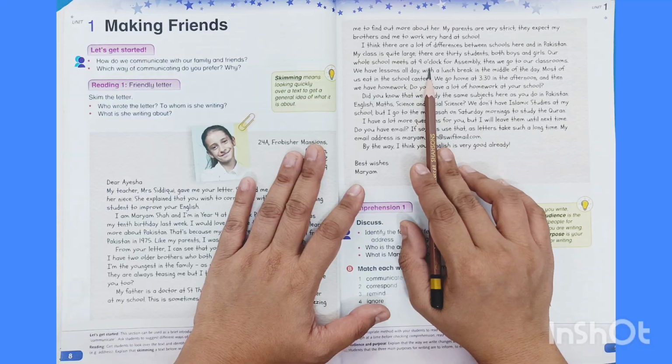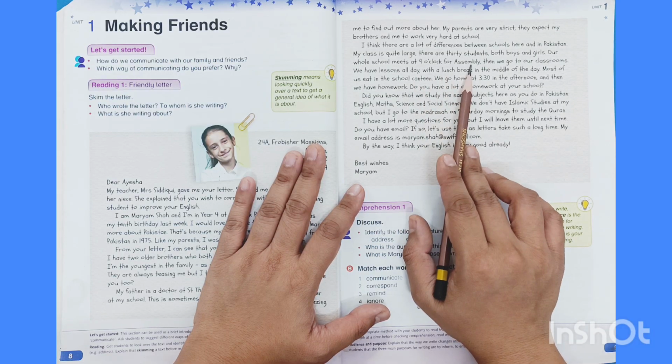Our whole school meets at 9 o'clock for assembly.